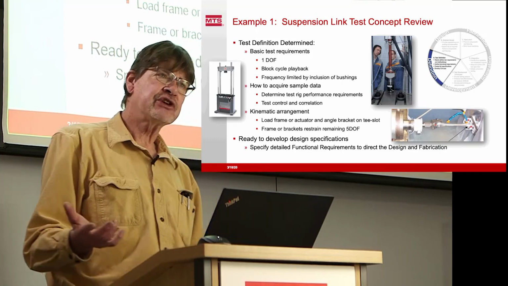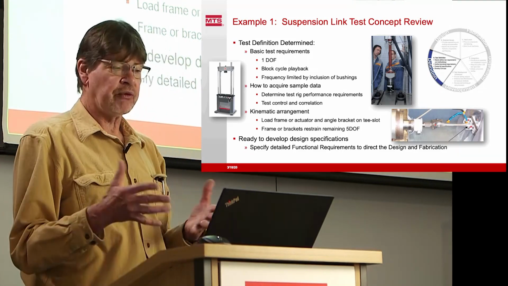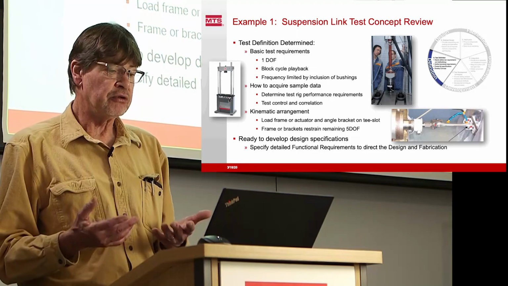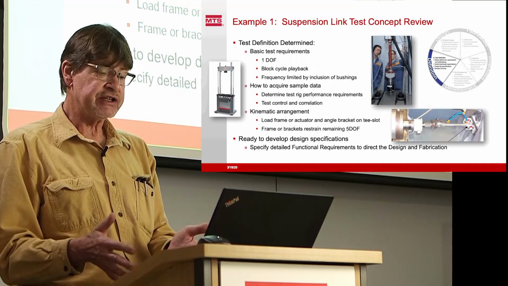So what have we got? A tension compression test for a suspension link. All right, well, basic requirements: 1 degree of freedom. We need to push and pull. We could do that, for example, with a load frame. We could do it with brackets on a T-slot plate.